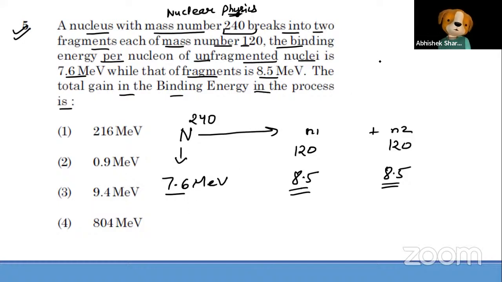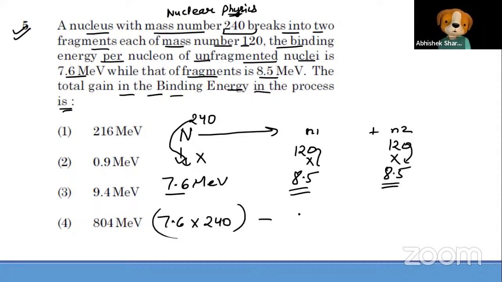So what we'll do is this. Now they're asking us the total gain in the binding energy in the process is how much. So total gain will be what? Simple. You just multiply this with this, multiply this with this, and then subtract these things. So let me multiply 7.6 into 240. Subtract minus 120 into 8.5. Then again this will be, so I will write here twice of this. The final will be your answer.